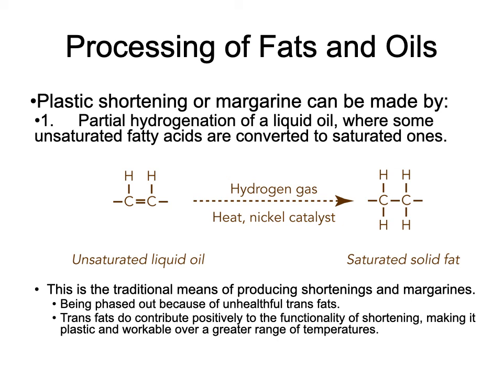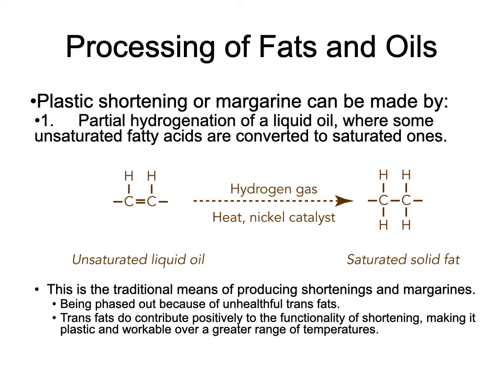Now, plastic shortening or margarine can be made from partial hydrogenation of a liquid oil, where unsaturated fatty acids are converted to saturated ones. So you can see here from the left illustration, we have a partial hydrogenation. We have a double bond and 2 hydrogens, and we add heat and a nickel catalyst and hydrogen gas, and we get a saturated or highly saturated solid fat. What that does is it gives you a more solid fat, something that works well in manufacturing environments, but as I say, it's a little less healthy.